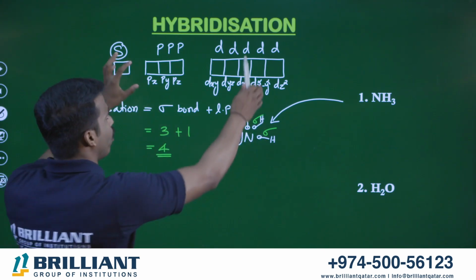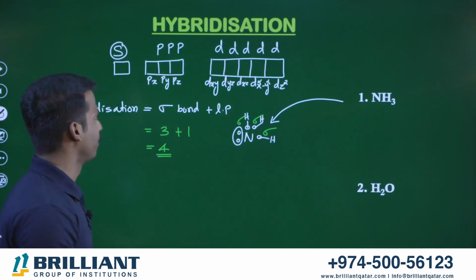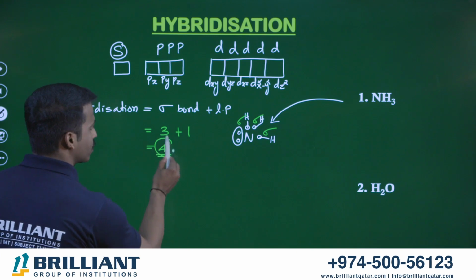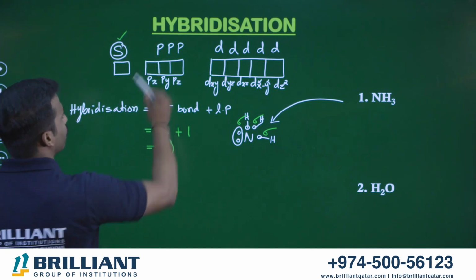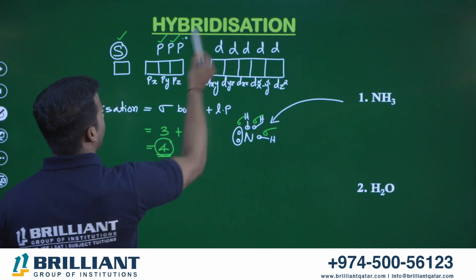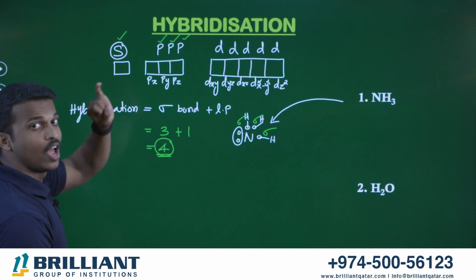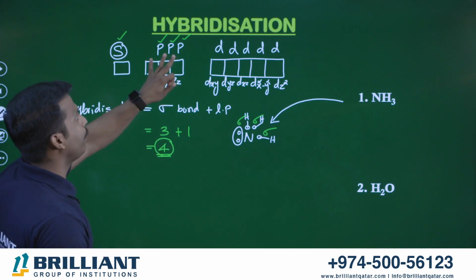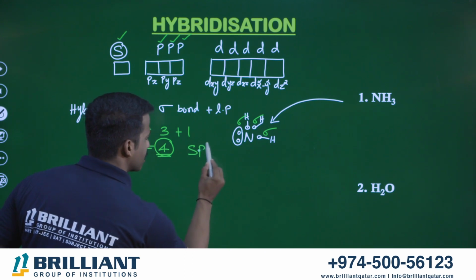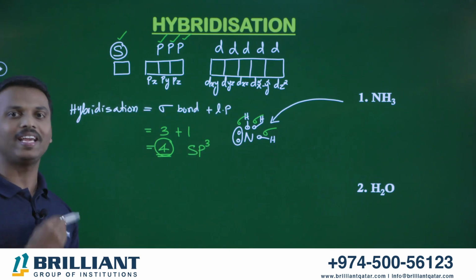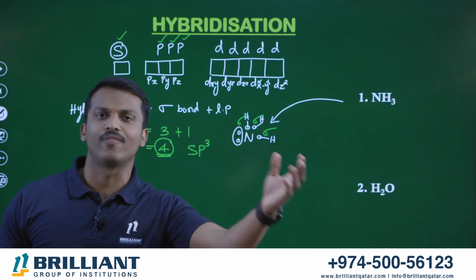First orbital. You cannot mix it from here and there. You should start from s orbital onwards. The first 4 orbitals we can mix: that is 1 s orbital, then p, p, p. Total first 4 orbitals I'm mixing. So how many s orbitals do you consider? Only 1 s orbital. How many p orbitals? 3 p orbitals. So what is the hybridization? sp3. In such a way we can find out hybridization for every compound.